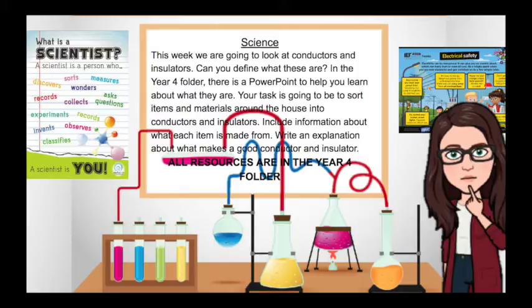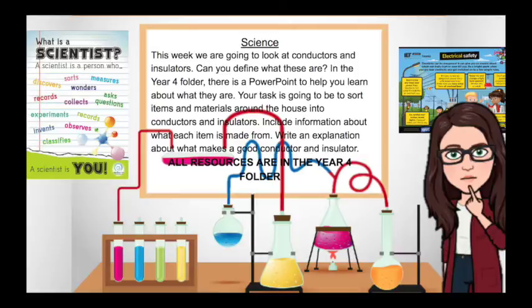Conductors allow energy to flow. Could be electric. Could be thermal. Ooh, ooh. Insulators stop. They block the flow.